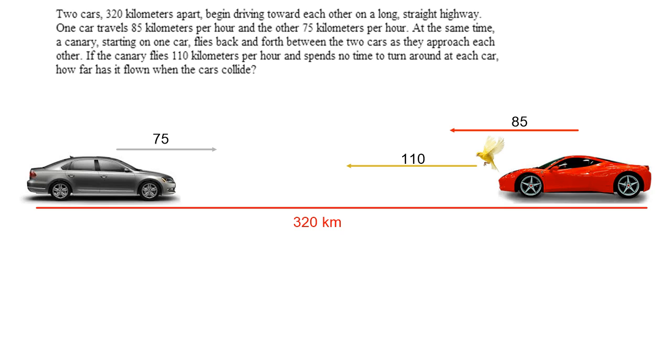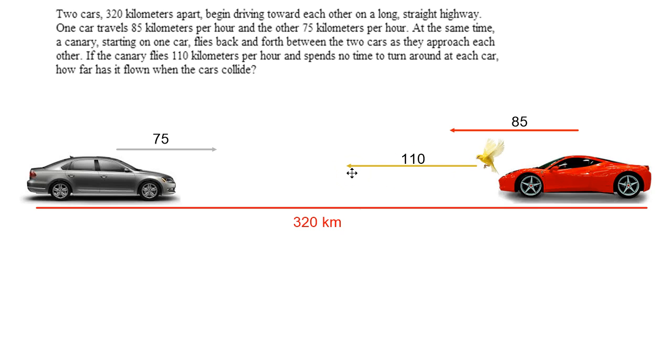So what they're trying to get you to fall into a trap of doing is taking this bird. What it's telling you is this bird can fly 110 kilometers per hour. This little arrow is longer than the other, just meaning the bird can fly faster than this car, faster than this car. So this bird is just going back and forth, touching these cars, as those cars are getting closer and closer together.